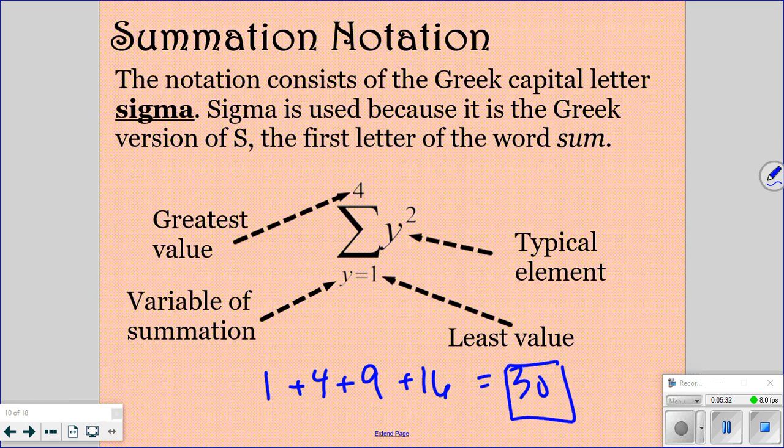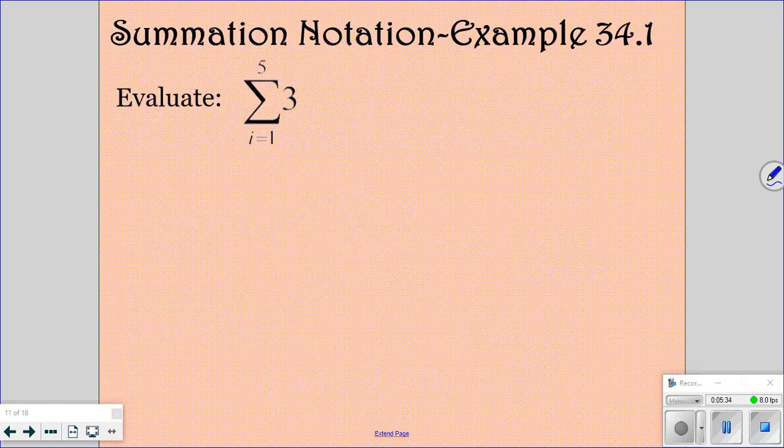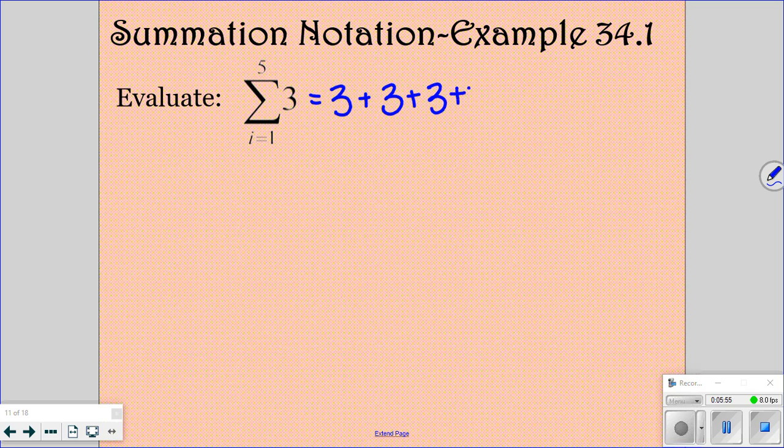Okay? So let's look at an example. We want to evaluate this. Whenever we plug in 1, we get 3 because there's no I here. So every time when we plug in for our variable, we're just left with 3. So when I plug in 1, I get 3. When I plug in 2, I get 3. When I plug in 3, I get 3. Same thing for 4, and same thing for 5. So 1, 2, 3, 4, and 5 threes, that's a total of 15.